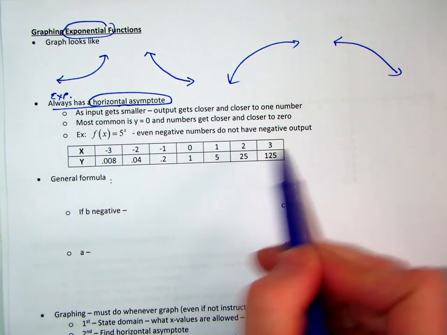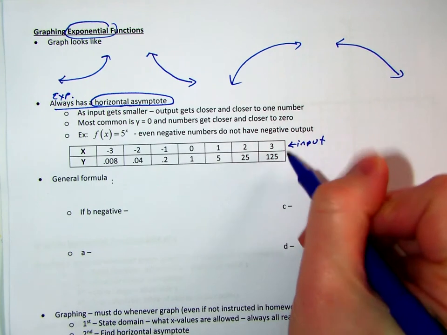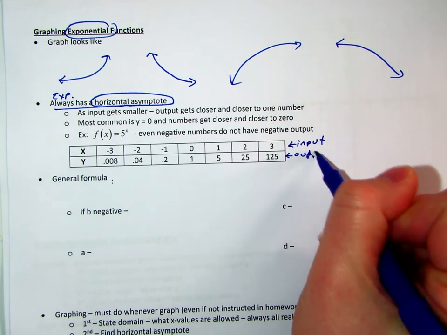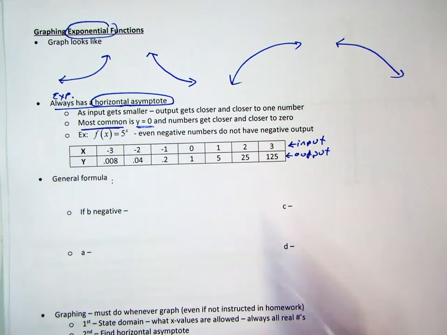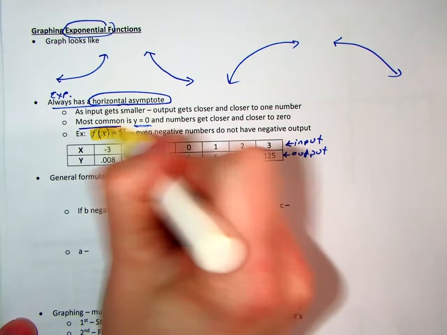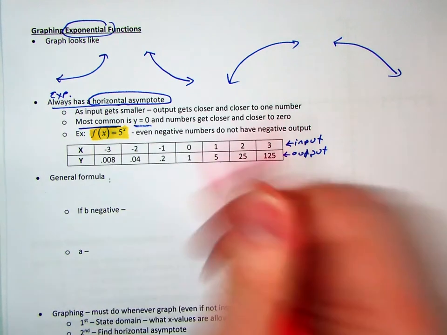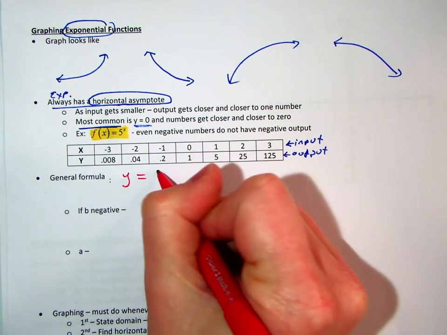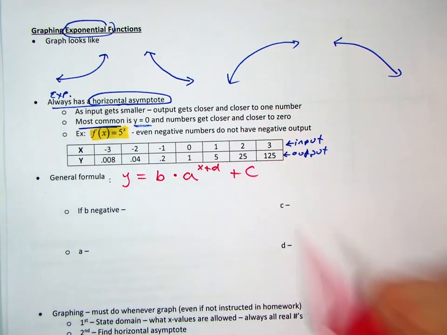So as the input gets smaller, so our x's are like our input, our output, which is our y's, gets closer and closer to something. In this case, it's getting closer and closer to 0, and 0 is the most common number for it to get closer to. And this here is an example of 5 to the x, and as you can see, we're getting closer and closer to 0. So the general formula for exponential is y equals b times a to the x plus d plus c.